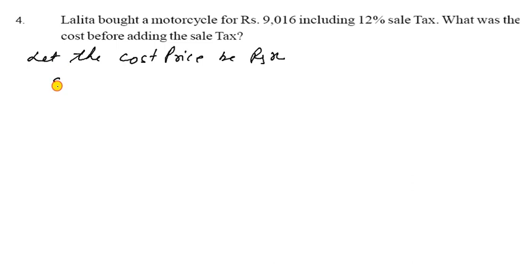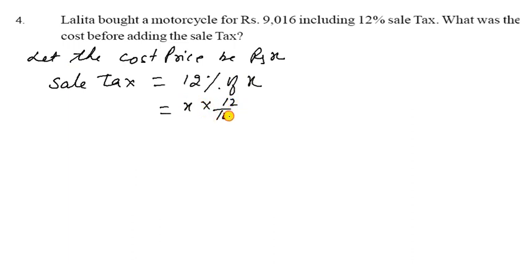So sale tax is equal to 12% of X. So you can say 12% of X. So we can write here X into 12 upon 100. So 4 3s are 12 and 4 25s are 100. So it becomes 3x upon 25.